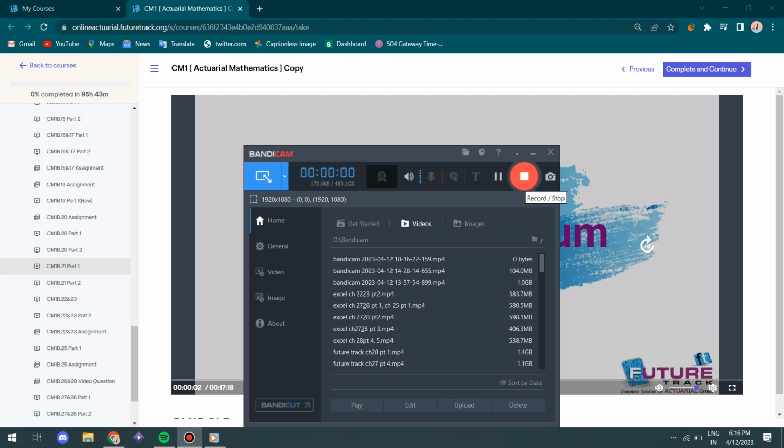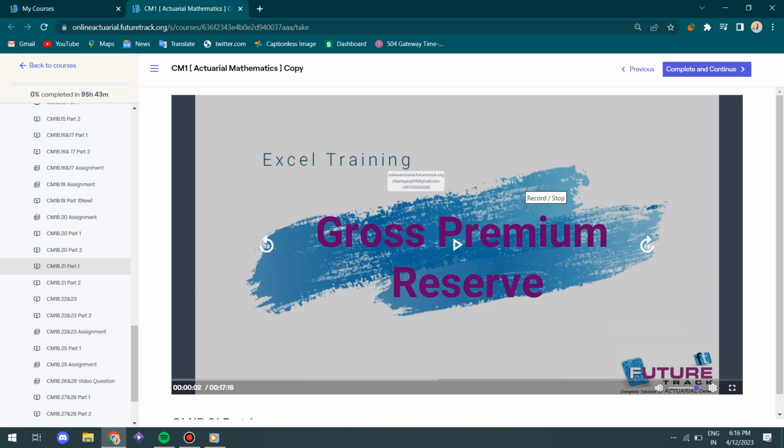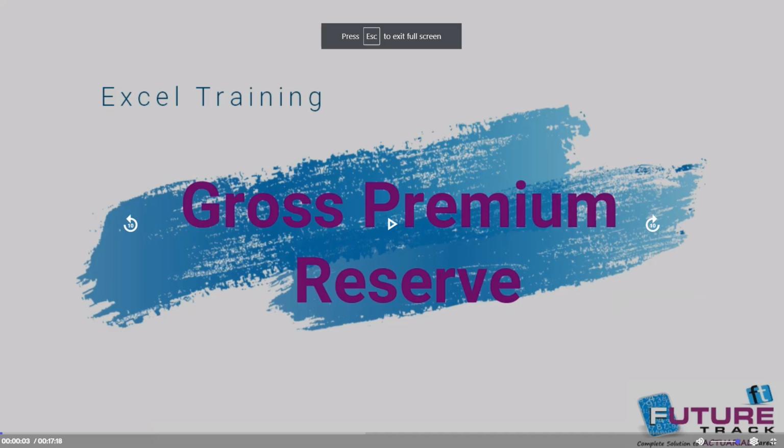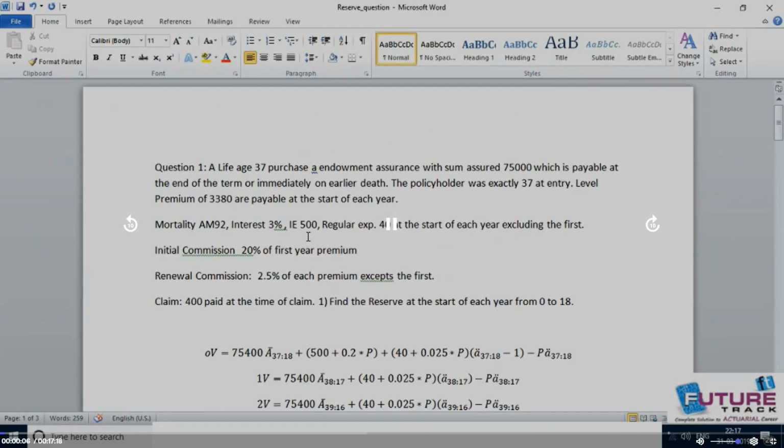The sum assured is payable at the end of the term or immediately on earlier death. The benefit is given immediately on death and the maturity benefit is given at the end of the term. Age is 37, level premium is given, AM92 mortality at 3%, initial expense is 500, regular expense is given, initial commission is given, renewal commissions are given. Today we talk about how to find the claim, gross premium, reserve, and claim expenses basically.